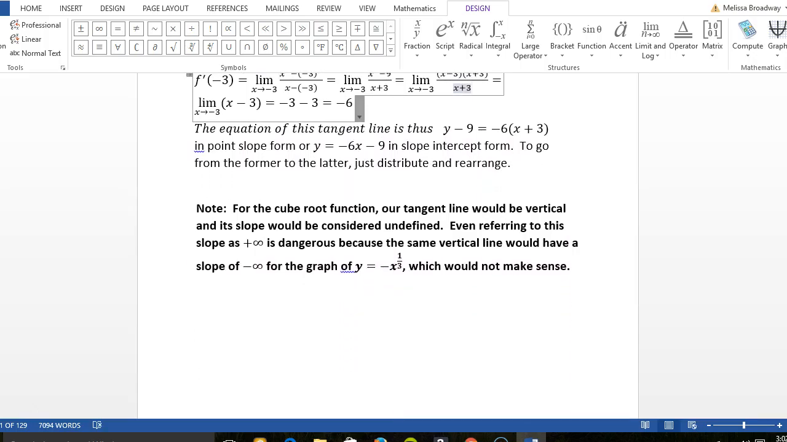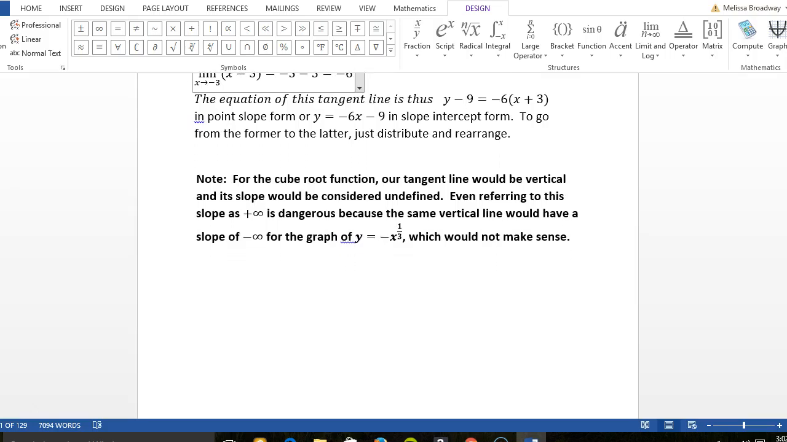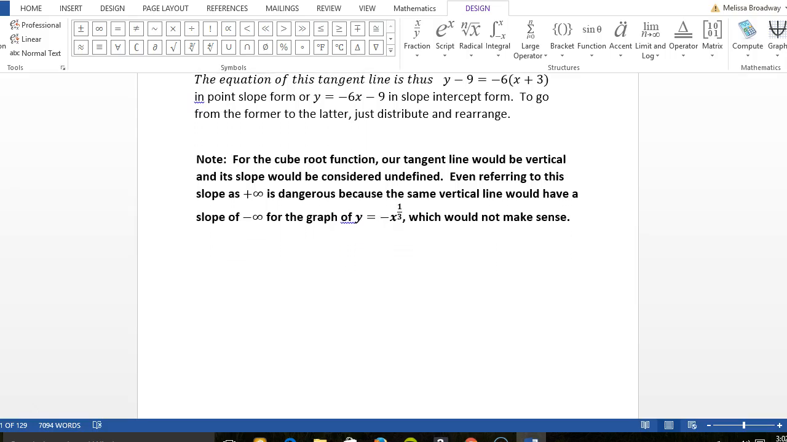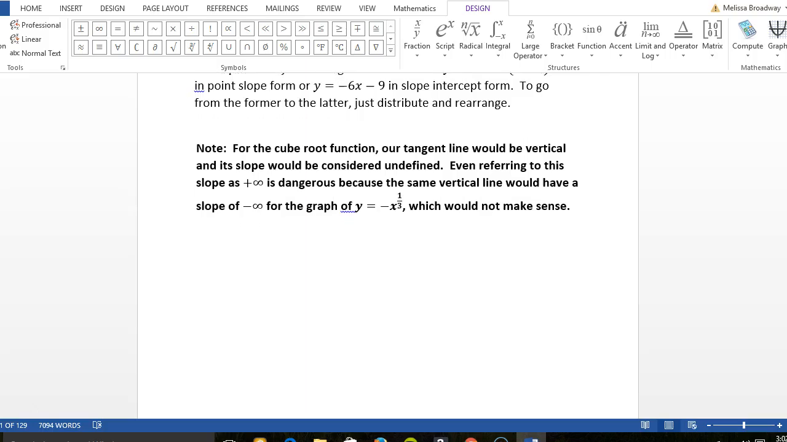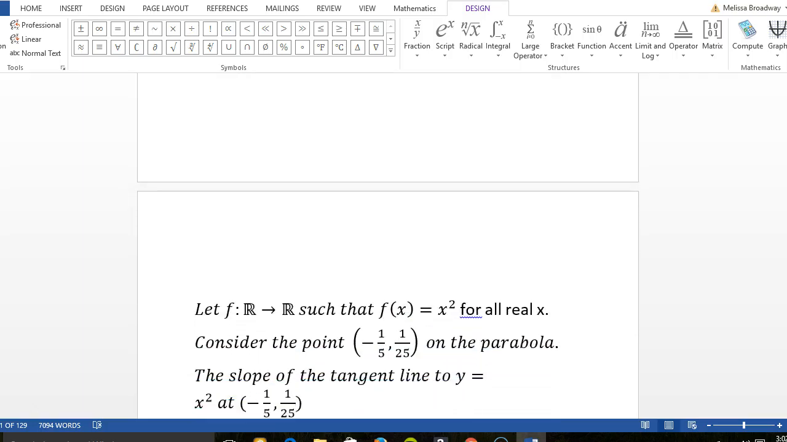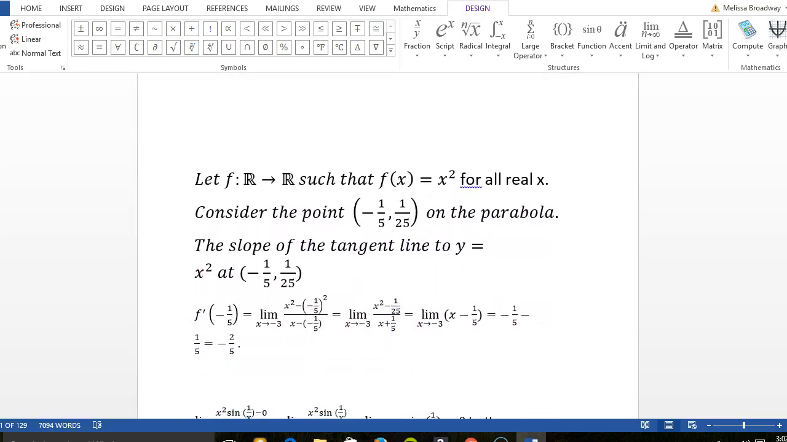And there's that note we were talking about earlier. A vertical line has an undefined slope. We can't really assign either infinity because there's no way of knowing which one to assign. Okay. Now, that was going back to the previous video, that previous comment.